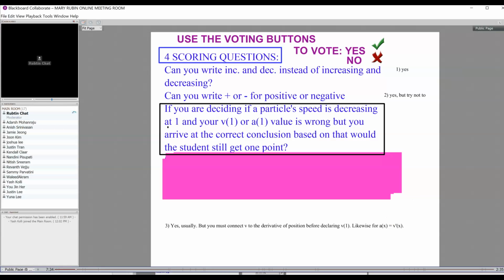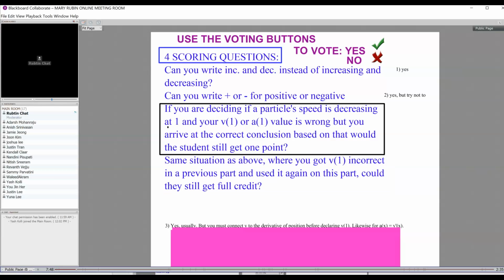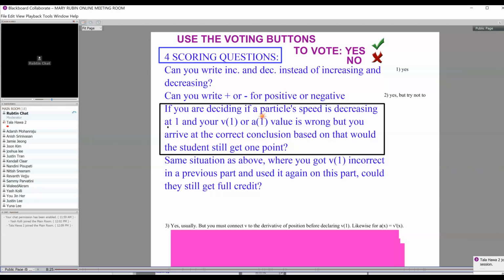Okay. Last question. Let me clear these so I know who's doing what. So these are questions that teachers ask teachers, and that's why I wanted to make sure that you saw them. Okay. Same situation. Just go ahead and read that. I think we did talk about this also. So you got this stuff wrong, but then you used it again on the next part. Are you able to get full credit?